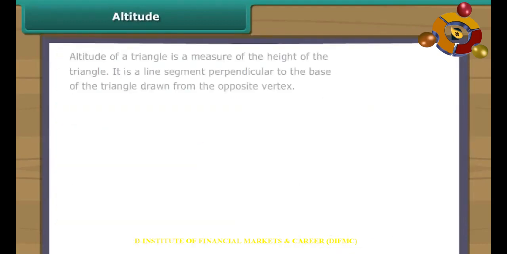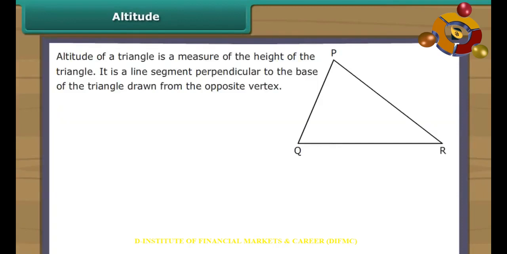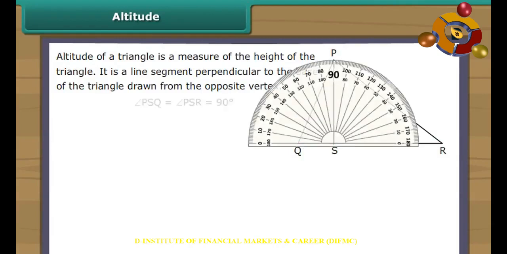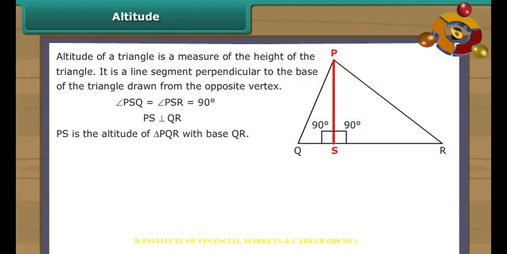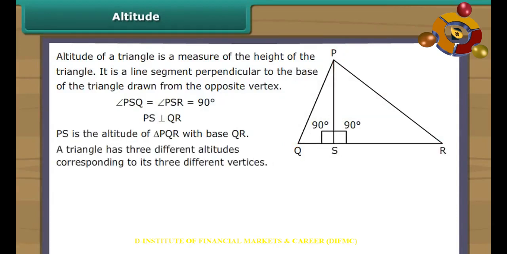Altitude. Altitude of a triangle is a measure of the height of the triangle. It is a line segment perpendicular to the base of the triangle drawn from the opposite vertex. In the figure, line segment PS is a perpendicular drawn from the vertex P to the base QR. It intersects QR at right angles. Therefore, PS is the altitude of the triangle PQR with base QR. A triangle has three different altitudes corresponding to its three different vertices.